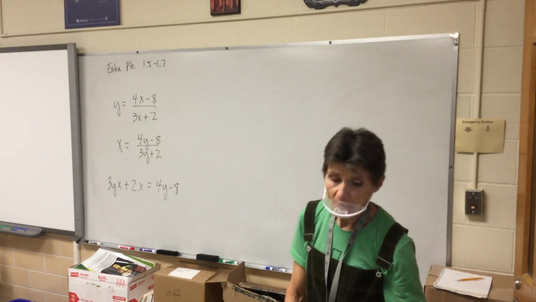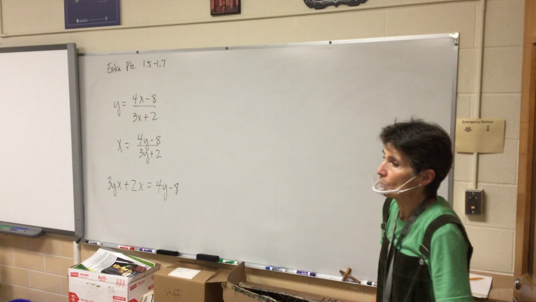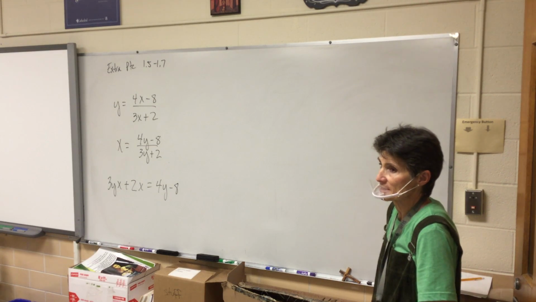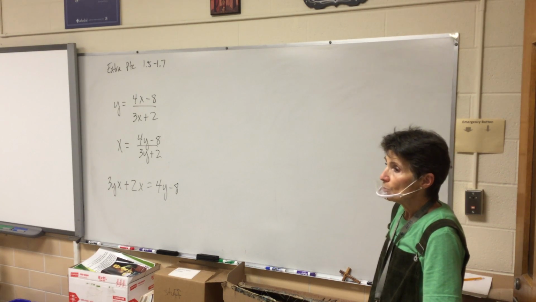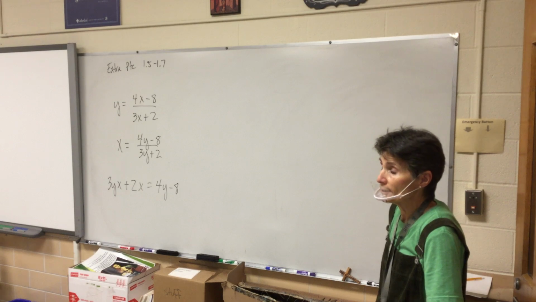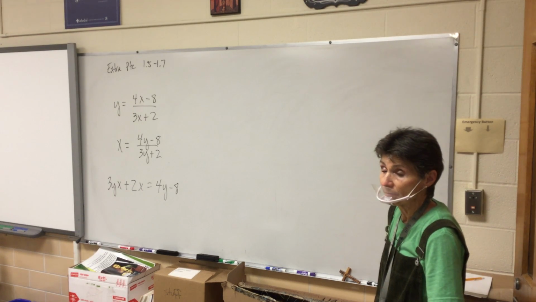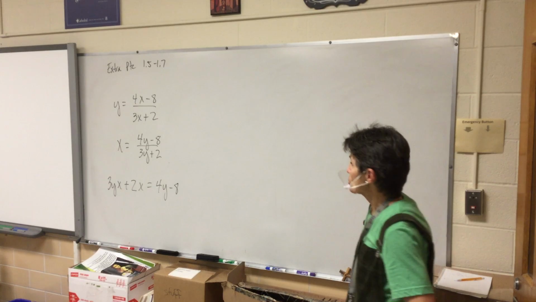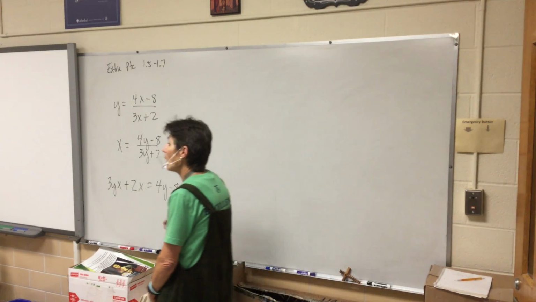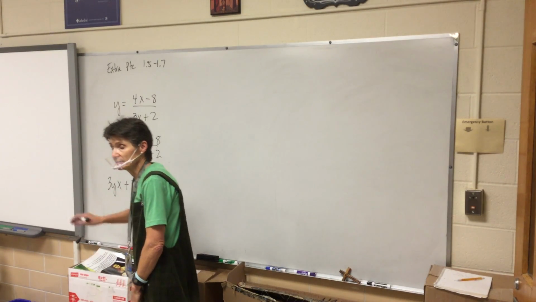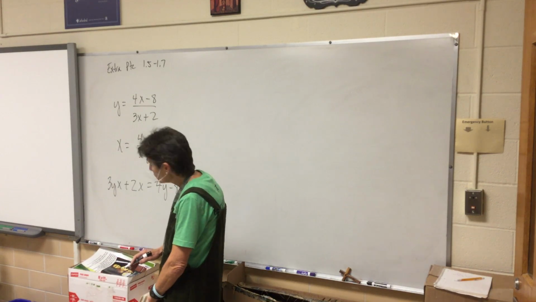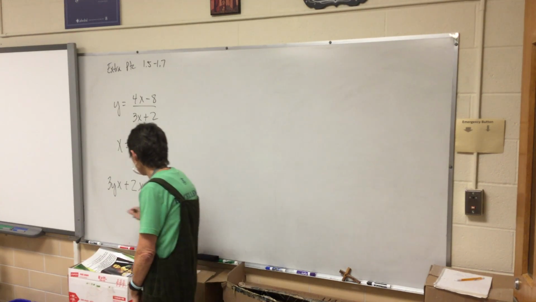Now, this is the part where some of you are still kind of making mistakes. You are solving for what? What letter are we trying to get by itself? Y. So you have got to put the Y's on the same side. You cannot get Y by itself if they're not on the same side.